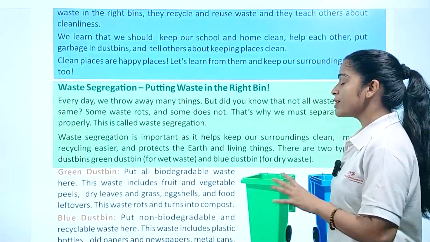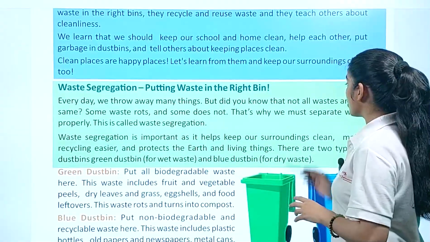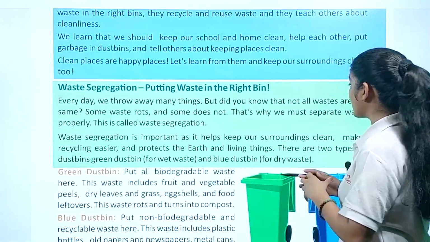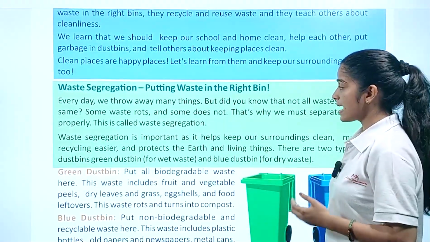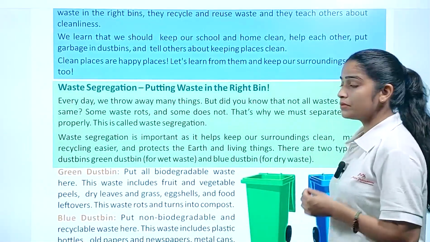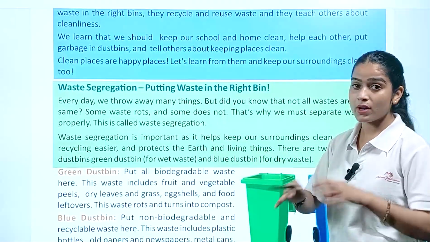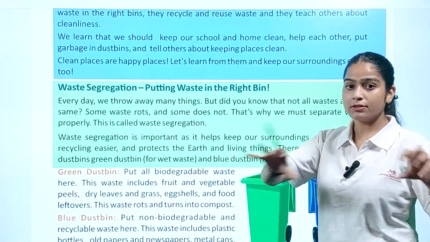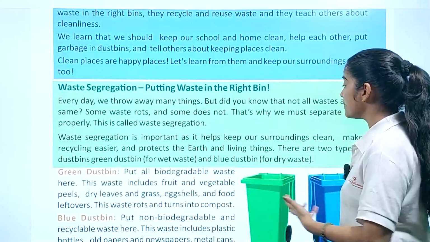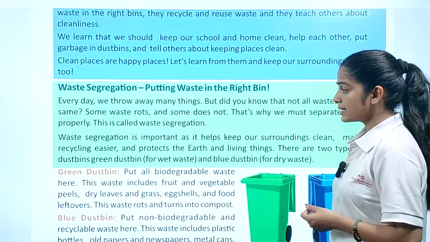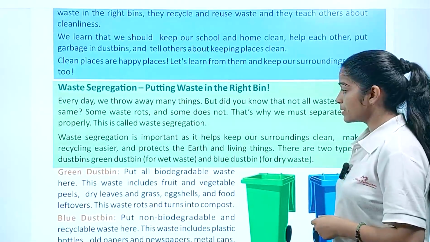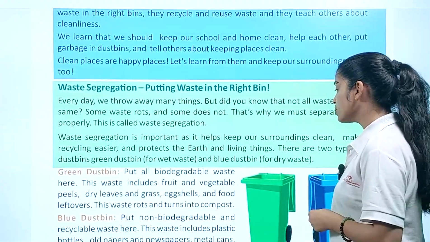Every day we throw away many things, but did you know that not all waste is the same? Some waste rots and some does not. That's why we must separate waste properly. This is called waste segregation. Segregation means you are setting something apart, dividing it. Waste segregation is important as it helps keep our surroundings clean, makes recycling easier, and protects the earth and living things. There are two types of dustbins: green dustbins for wet waste and blue dustbins for dry waste.